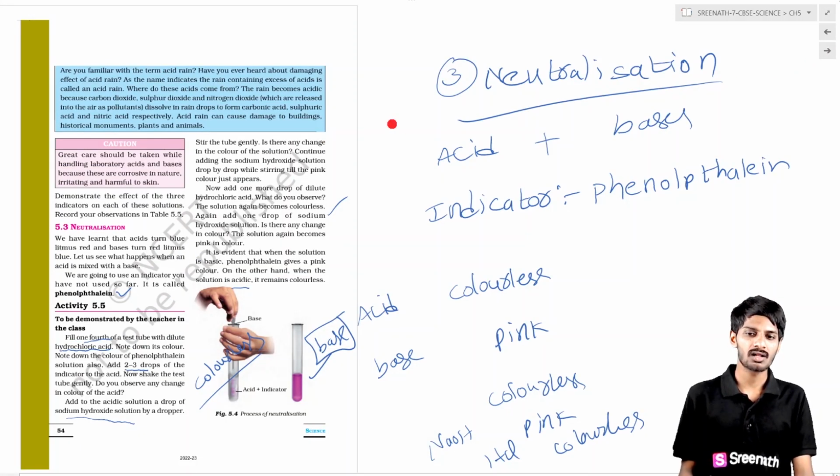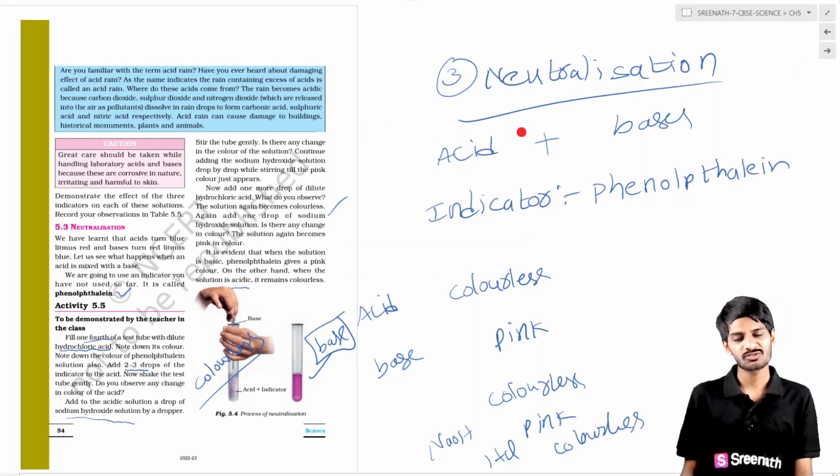And now, what is neutralization? The reaction between acid and base is called neutralization. Whenever you add an acid to a base, what happens? A new substance will be formed. That new substance we call salt. Okay. So basically, here is an activity.